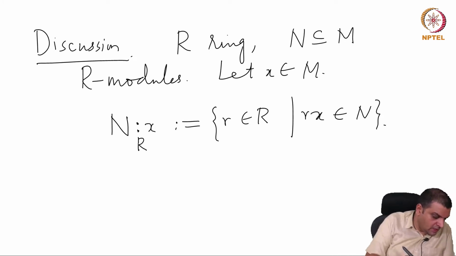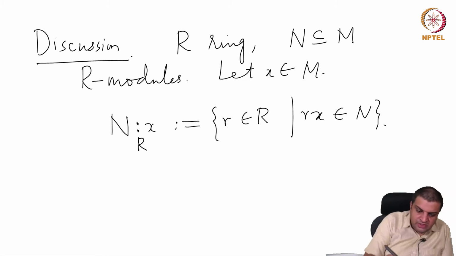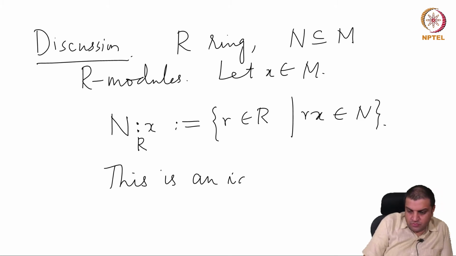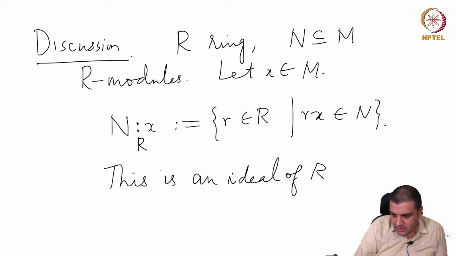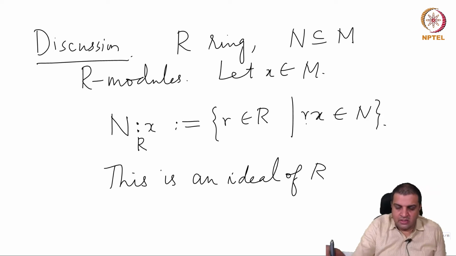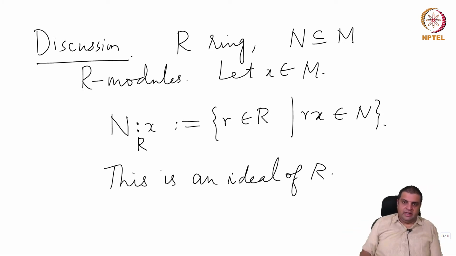Now it's easy to check that this is an ideal of R. These are all the elements in R that multiply x into N, and that ideal is a proper ideal if and only if x is not inside N. If x is inside N, then 1 will belong to the set, so it will be all of the ring, and if x is not inside N, 1 cannot belong to this set, so it is a proper ideal.